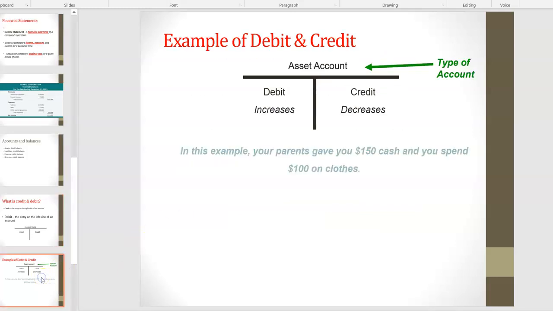Okay, so if we look at this T chart right here, we're going to look at an example of how we record a simple transaction. In this transaction, your parents gave you $150, and then you spend $100 of the $150 on clothing. Let me see if I could do this real quick.